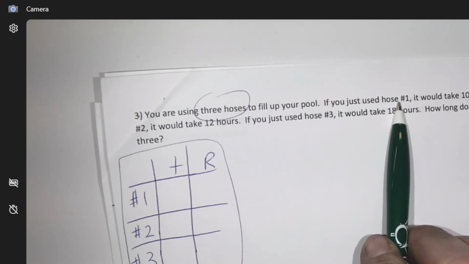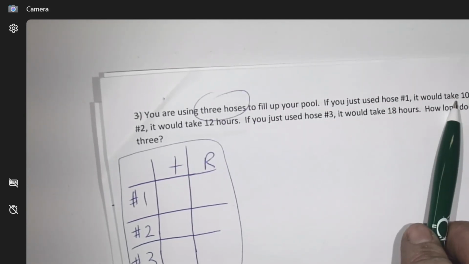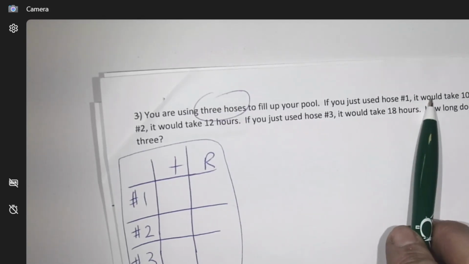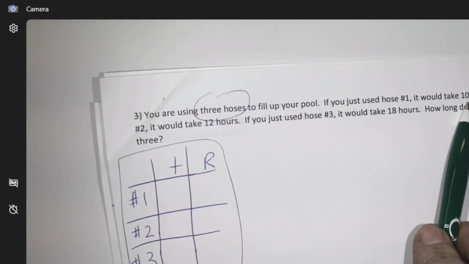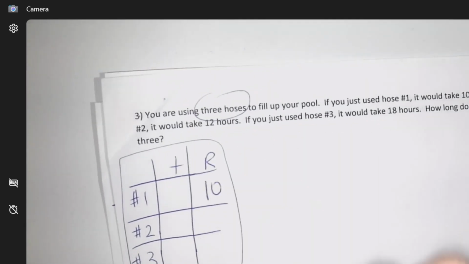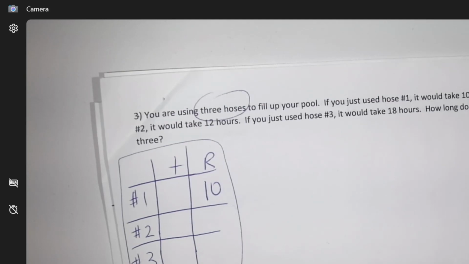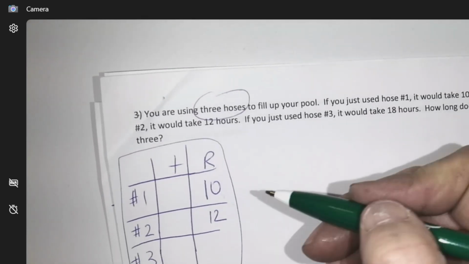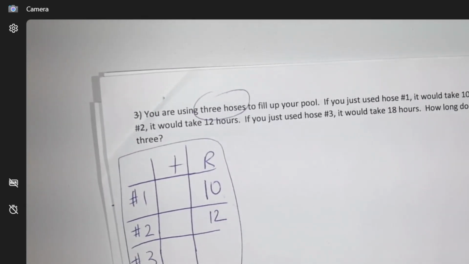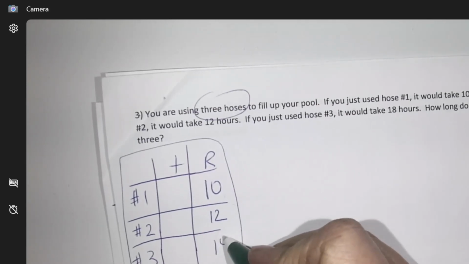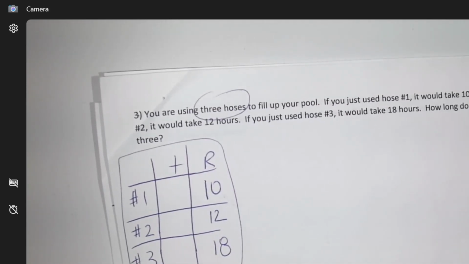If you were going to only use the first hose, it would take 10 hours to fill up your pool. So would you say 10 is a time of working or a rate of a whole job? Rate. If you were to just use hose number 2, it would take 12 hours. Rate. If you were going to just use third hose, it would take 18. So that's a rate. So now, if you're going to use all 3 together, how long would it take?